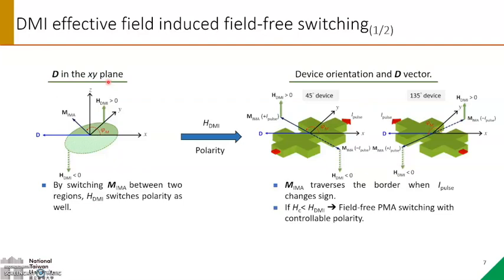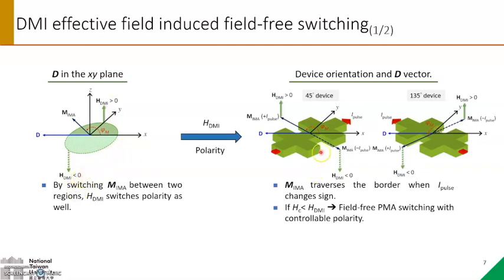We now explain how IDMI assists field-free switching. The IDMI's D-vector separates the XY plane into two regions, let's say when the D-vector lies towards the minus X direction. When the IMA magnetization lies within the first and second quadrants, the HDMI is positive, and when it lies within the third and fourth quadrants, it is negative.